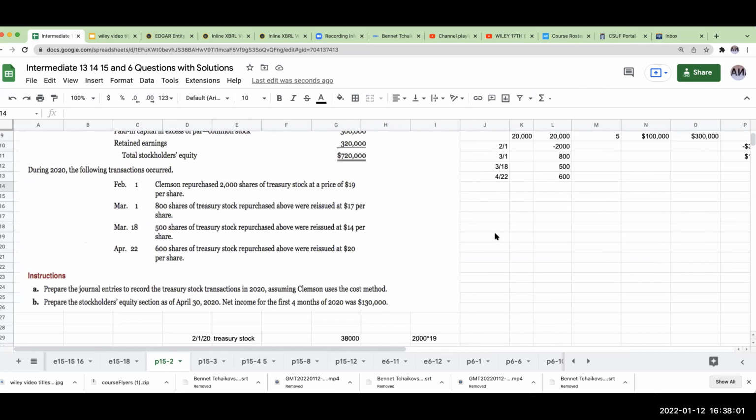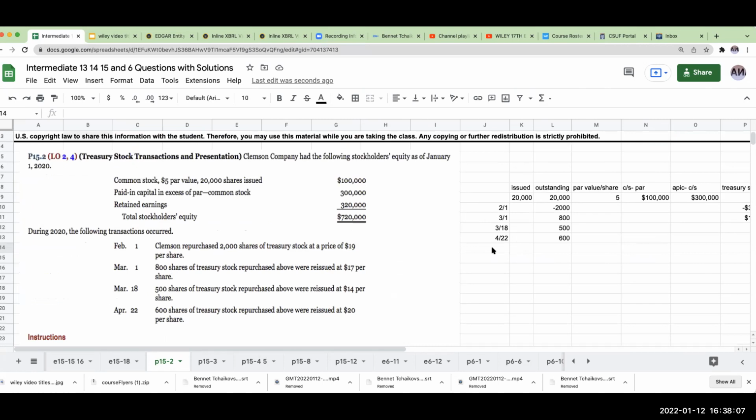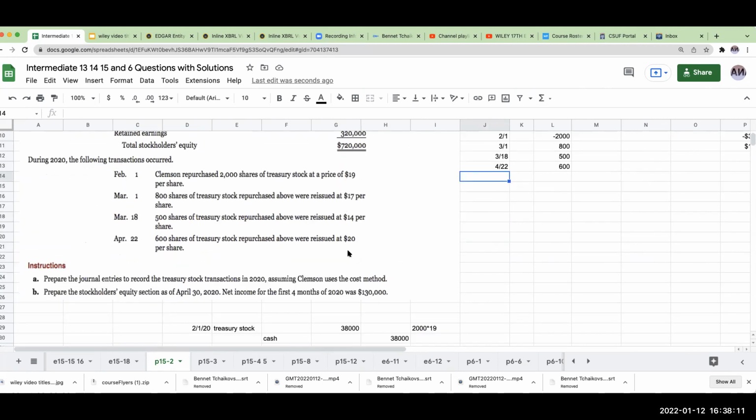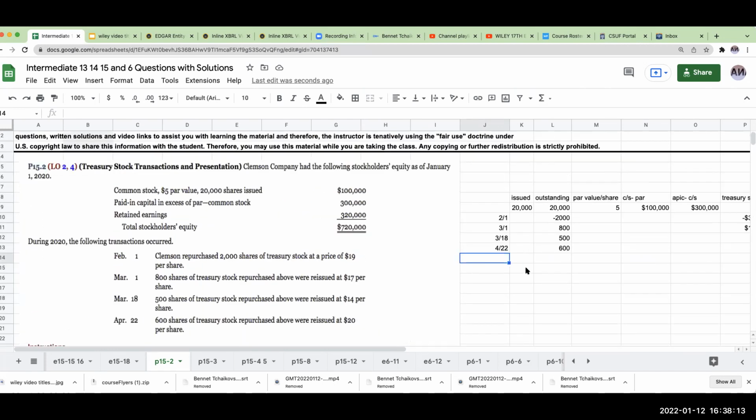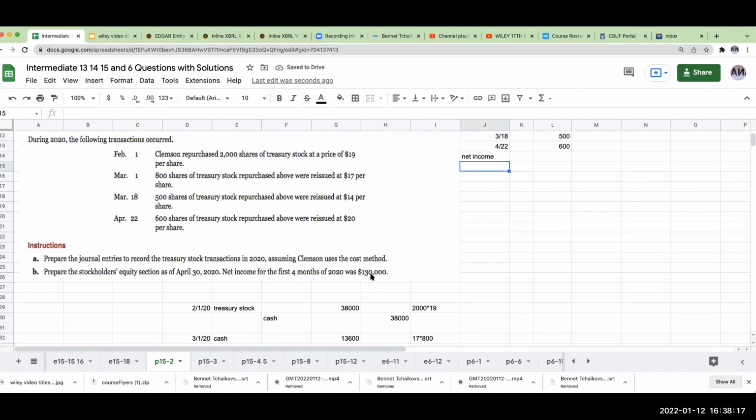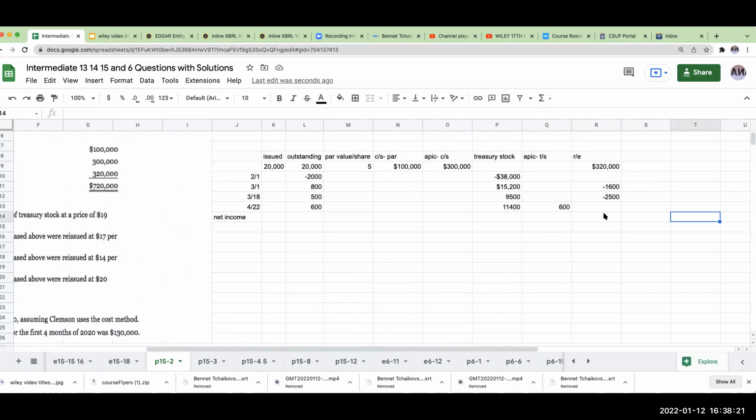Now, let's take a look at the stockholders' equity section as of April 30th, 2020. So at the end of the period, we're now also going to have net income. My net income basically for the first 4 months was 130,000. So I'm going to go ahead and put this over here under retained earnings. So what does this now look like?